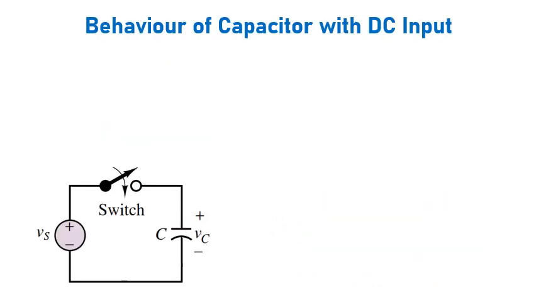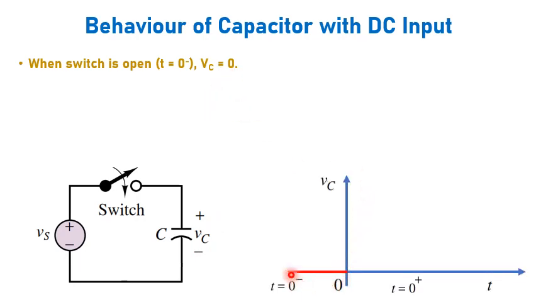Next comes the capacitor. Again, another capacitor is connected across the same DC voltage. Now we will see the variation of voltage with respect to time. Before the switch is closed, that is at t equal to 0 minus, there is no initial voltage available across the capacitor, hence it is 0. It is represented with respect to time.